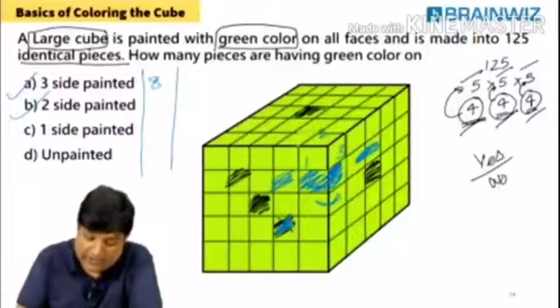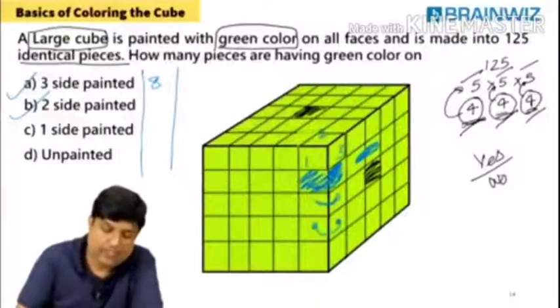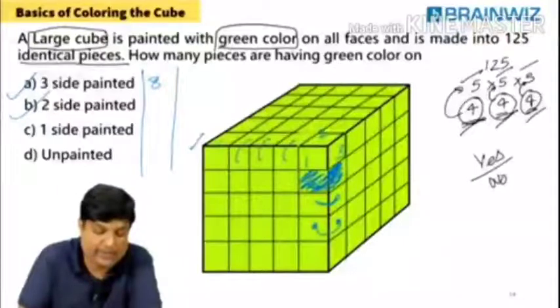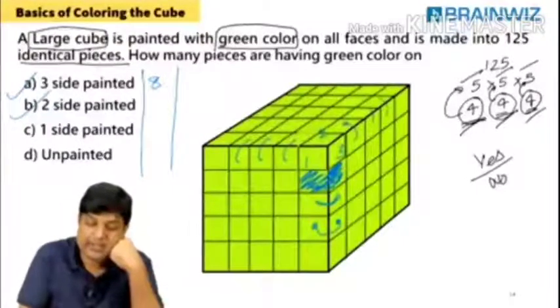The edge one here is also painted. Here also painted. So this is three side. No, it's not taken into consideration. Following everybody? So two side painted, students. This is two side, this is two side, this is two side, but this is three side painted. Following everybody, this is two side, two side, two side. This side also, this side also, this side also. Two side, two side, two side, two side.